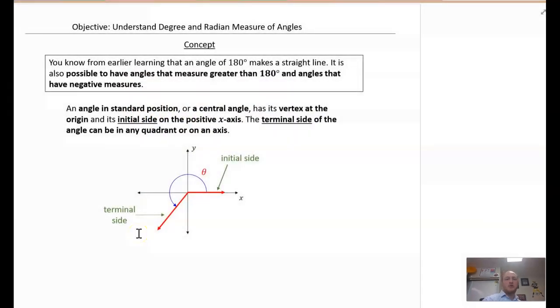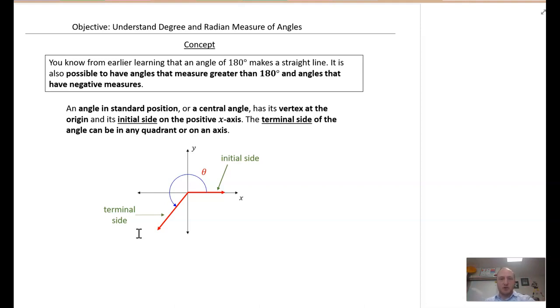All right, so you know that 180 degrees makes a straight line. It is also possible that angles have a measure greater than 180 degrees, and believe it or not, you can actually have angles that have negative measures. To illustrate this idea, I want to talk about an angle in standard position.